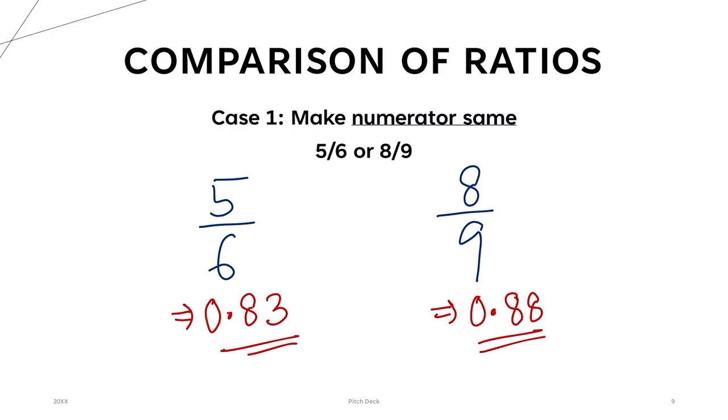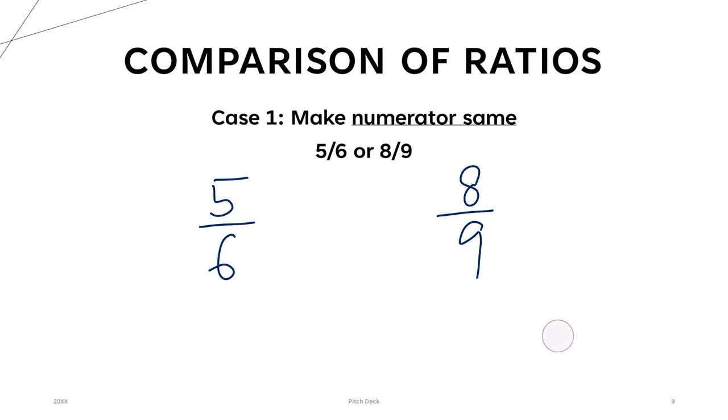Even easier, there are three types of cases we can do. First thing is, make the numerator the same. How can we make the numerator the same? Try to make the numerator same: multiply this by 8 and multiply this by 5. Where am I getting 8 and 5 from?